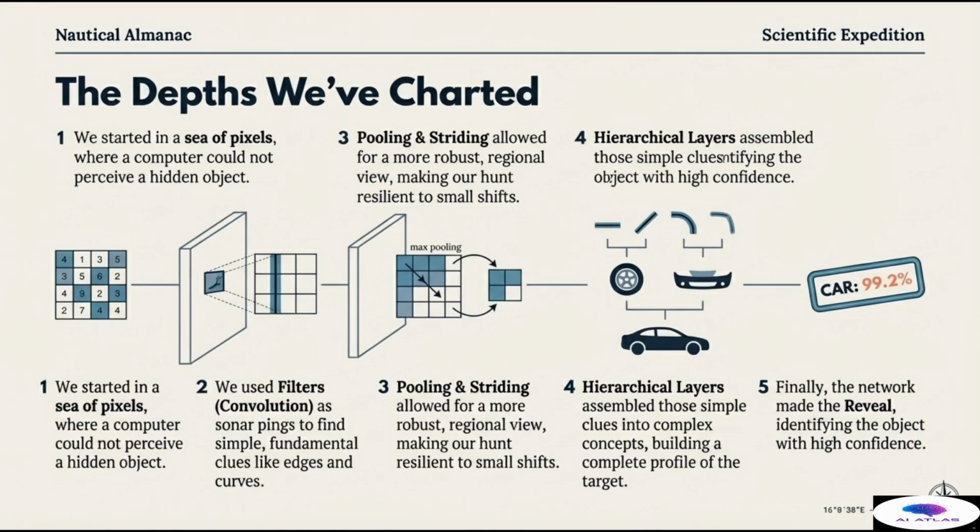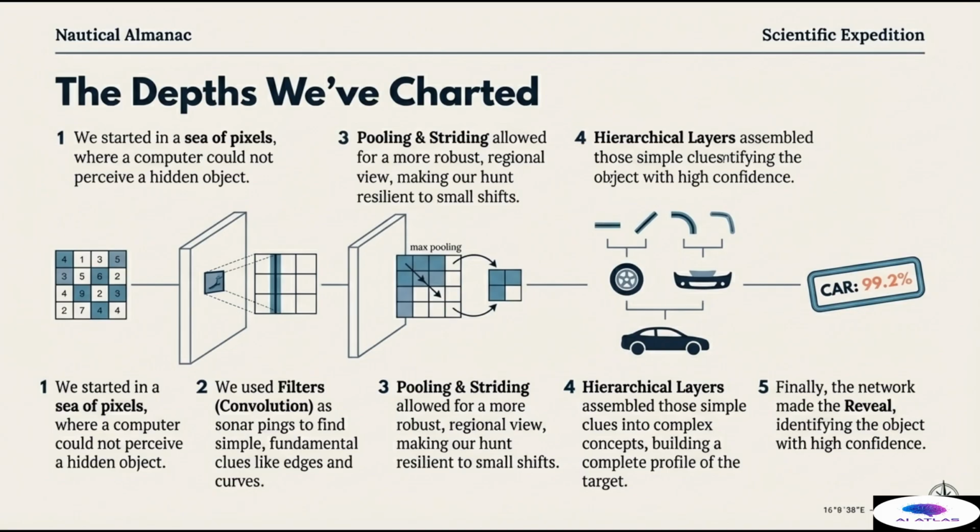Let's recap the depths we've charted and assemble the complete investigative process of the convolutional neural network, condensing it into 5 key stages. 1. The starting point. We began in a vast sea of pixels, a 3D tensor of numbers where the hidden object, the car, was completely imperceptible to a standard algorithm. 2. The discovery phase, convolution. We deployed specialized filters, or kernels, using the mathematical operation of convolution. These filters act as sonar pings, efficiently sweeping the image to find simple, fundamental clues like edges and curves, resulting in a feature map.